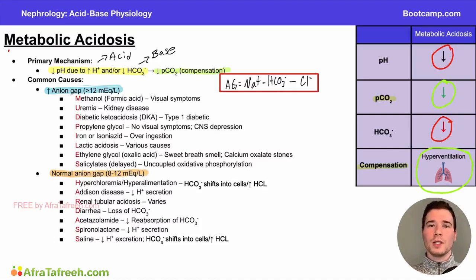So whenever you get a question and you determine, yes, this is a metabolic acidosis, you see the pH is low, you see the bicarb is low, the next thing for you to do is look at the serum lab values, which will be given to you, and calculate what is the anion gap that is there. Because then if you do that, you can basically categorize it into two separate groups and say, here are the causes of elevated anion gap, here are the causes of normal anion gap.